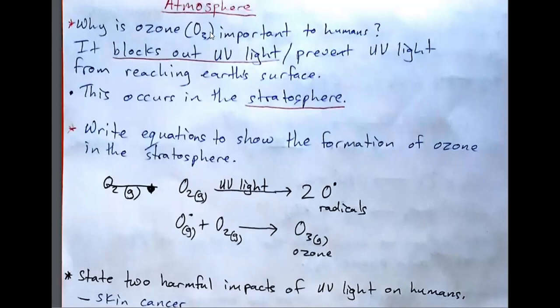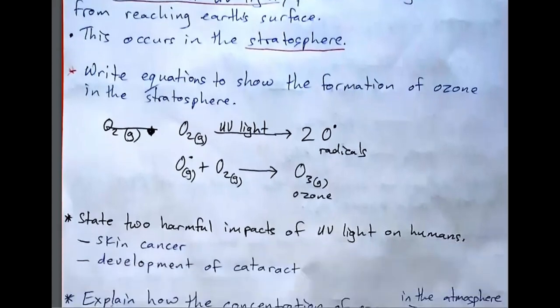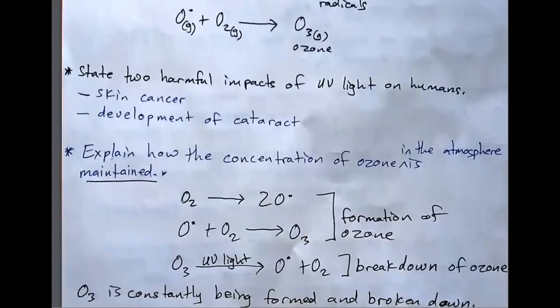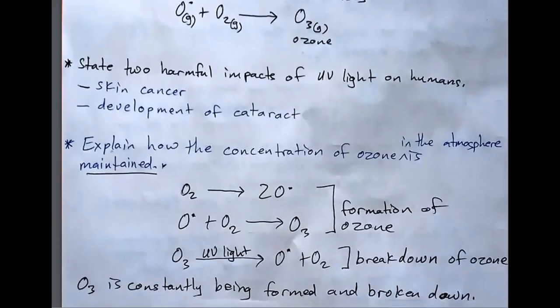And again, ozone blocks out UV light and it is in the stratosphere. They can ask you for harmful impacts of UV light on humans. Two main ones: skin cancer and the development of cataract. Also skin burn, and it makes you less resistant to certain diseases. So that's two more.